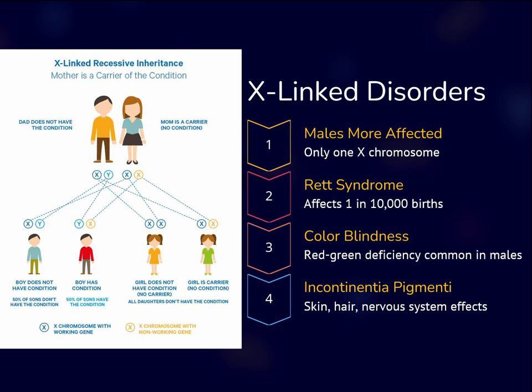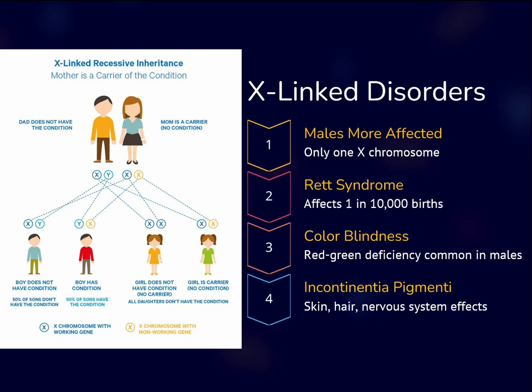Now let's shift gears to sex-linked disorders. These are genetic conditions caused by mutations on the X or Y chromosomes. Since females have 2 X chromosomes and males have 1 X and 1 Y chromosome, the inheritance patterns look different for each sex. For X-linked disorders like red-green color blindness, the condition is more common in males. But why is it more common in males? Because males only have 1 X chromosome, if they inherit an X chromosome with the mutation, they don't have a backup.